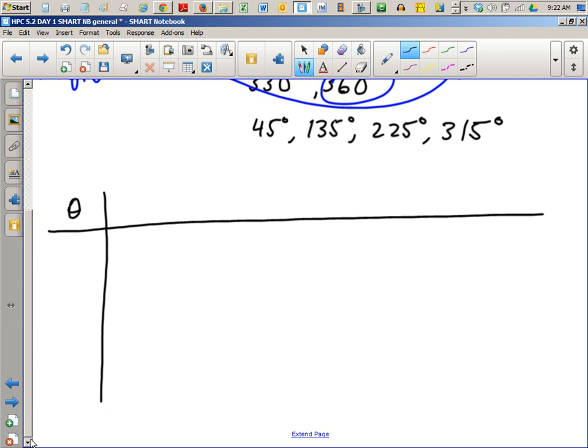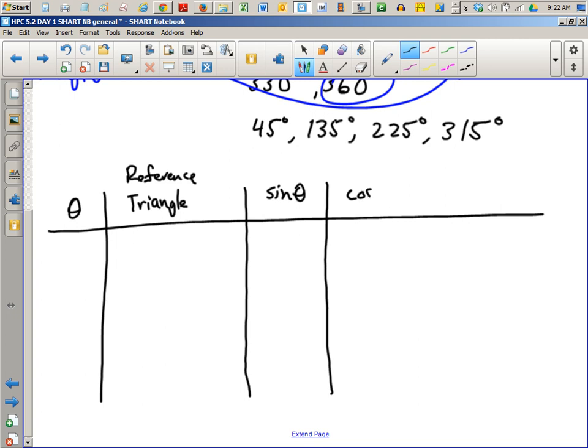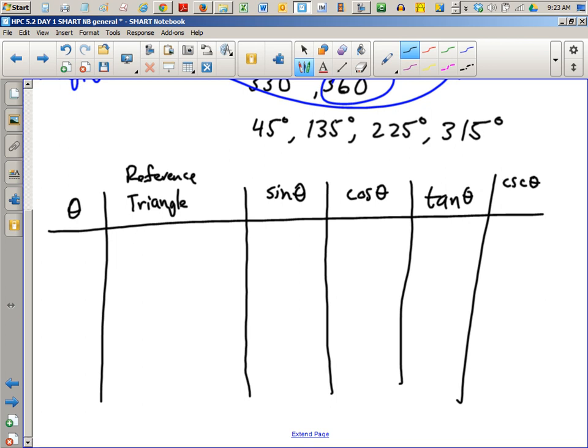And then we have the triangle. It's called the reference triangle. We'll have a little drawing in this box, so make sure that box is big enough for a drawing, please. And then we're going to have a box for sine theta, a box for cos theta, and a box for tan theta, and then one more box for the three reciprocals. So this will be for cosecant theta, secant theta, and cotangent theta. They'll just be the three reciprocals, respectively.